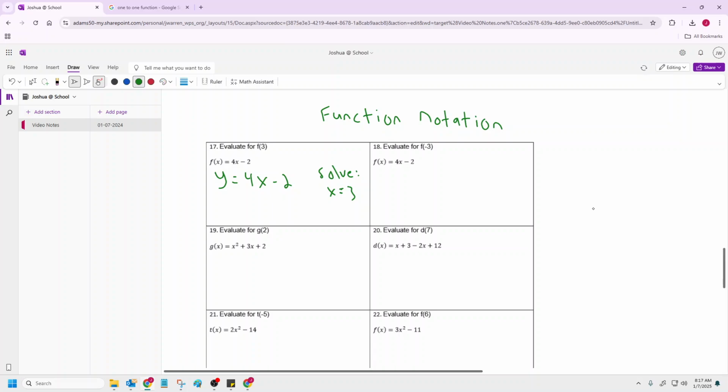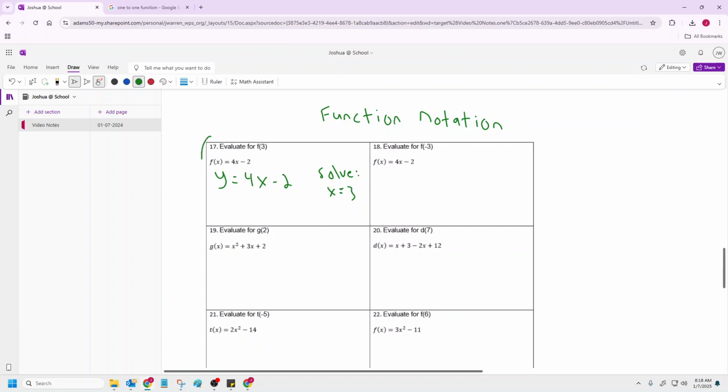How am I going to read that to you? F of 3. Girl, what does that even mean? Well, check it out. This says f of x equals 4x minus 2. F of x, in layman's terms, basically is the same thing as y on this level of math. It changes later on in the harder maths, but for now you can see f of x as the same thing as y. It's just y with a special set of commands. That's basically all it is. So this says y equals 4x minus 2, solve where x equals 3.